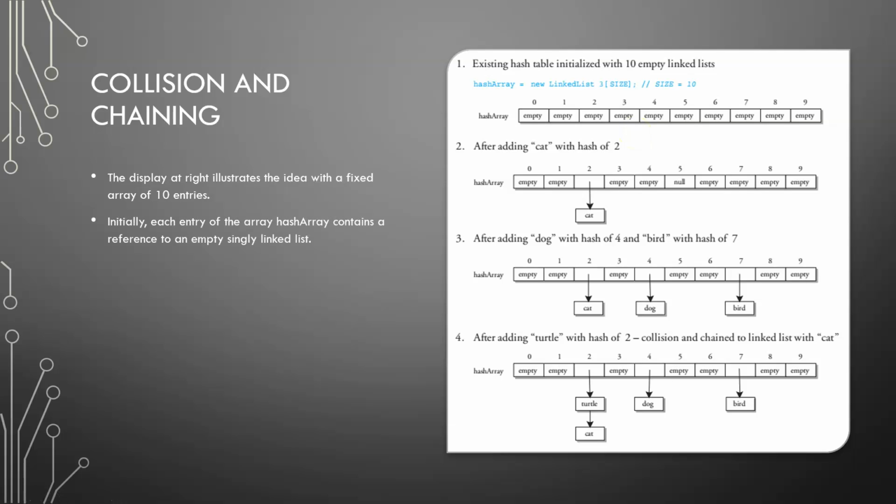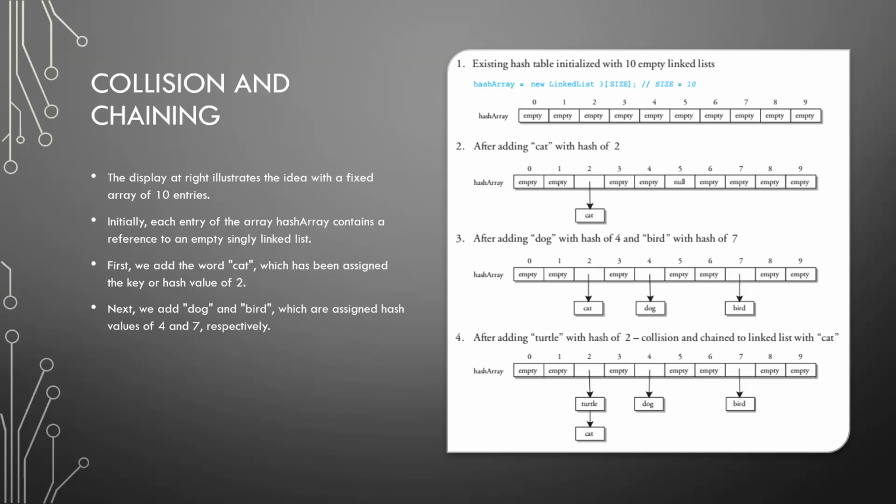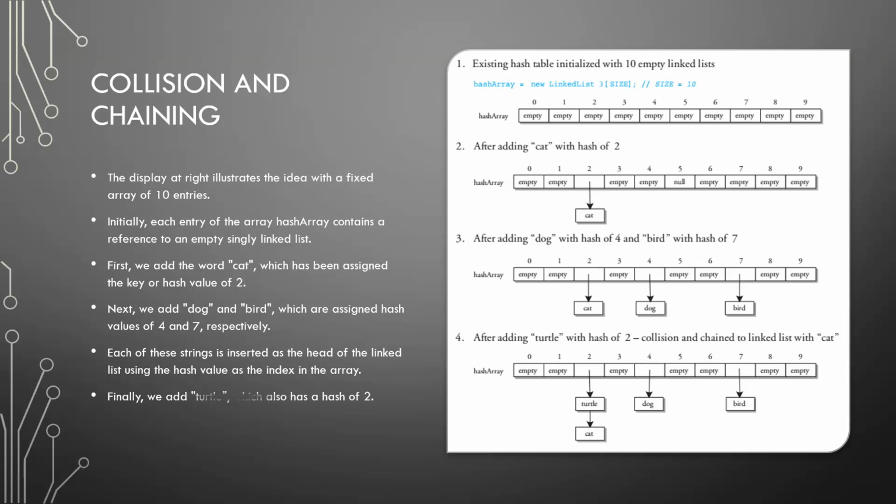Initially, each entry of the array hashArray contains a reference to an empty singly linked list. Now, first, we're going to add in the word cat, which has been assigned the key or hash value of 2. Next, we're going to add dog and bird, which are assigned hash values of 4 and 7. Now, each of these strings is inserted as the head of the linked list using the hash value's index of the array. Finally, we'll add turtle, which you notice also has a hash of 2.